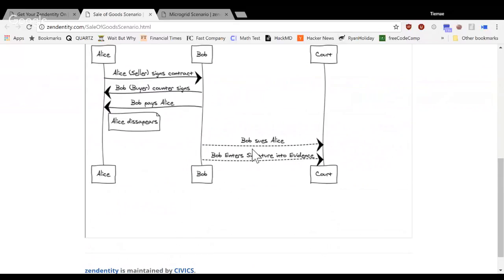We have a buyer and a seller. The buyer transmits the money. The seller accepts the money. The seller does not transmit the goods. Now what happens? Let's just assume that Bob is around, and maybe Alice hasn't disappeared completely, but did not conduct the transaction. So let's say now we fast forward and it comes time for the trial.